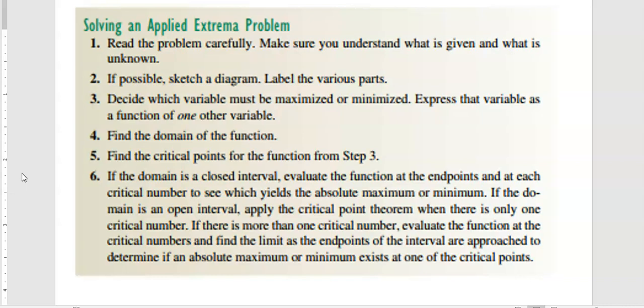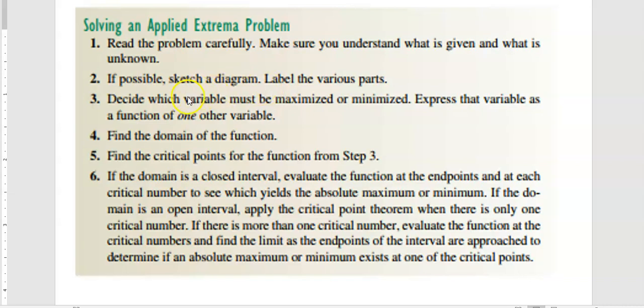So these are just some things that you want to keep in mind as you're going through the exercises in 6.2. First of all, of course, you always want to read your problems carefully when you're looking at a word problem. Make sure you understand what's going on and what are your unknowns or your variables in the problem. If it helps, it's good to sketch a picture of it, and of course you want to label it accordingly.